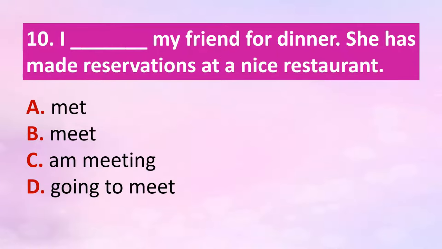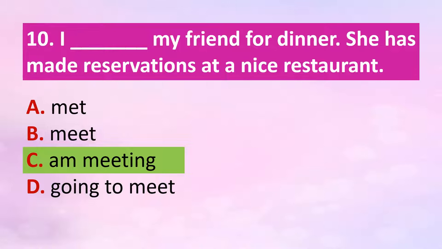Question number 10. I dash my friend for dinner. She has made reservations at a nice restaurant. Option A, met. Option B, meet. Option C, am meeting. Option D, going to meet. The correct answer is option C. I am meeting my friend for dinner. She has made reservations at a nice restaurant.